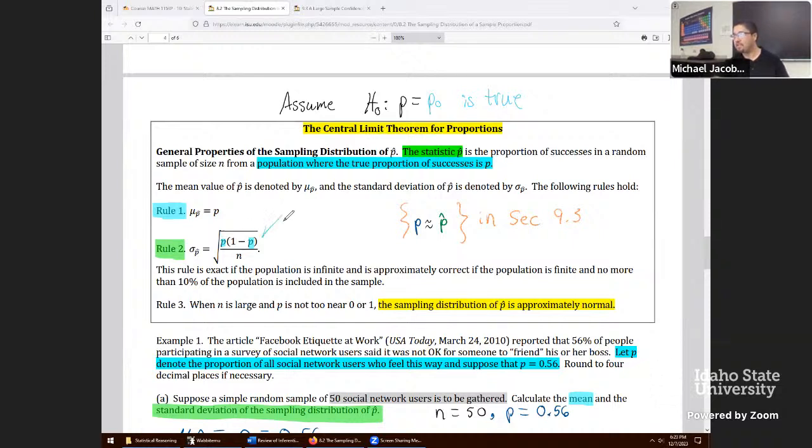If the null is true, this thing turns into root. P becomes P0 itself. So we just throw it in: P0, 1 minus P0 over N. So that's where that weird formula comes from. But it requires a hypothesis test to use that specific format. Other questions about that so far? Okay, so think of this hypothesis test formula as definitely the bizarre one in the set.